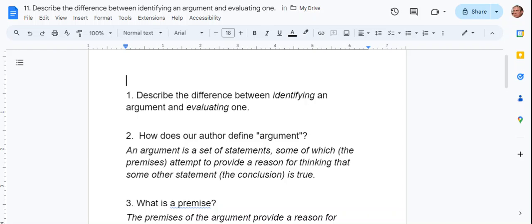Let's review the week one reflection questions. Question one: describe the difference between identifying an argument and evaluating one.